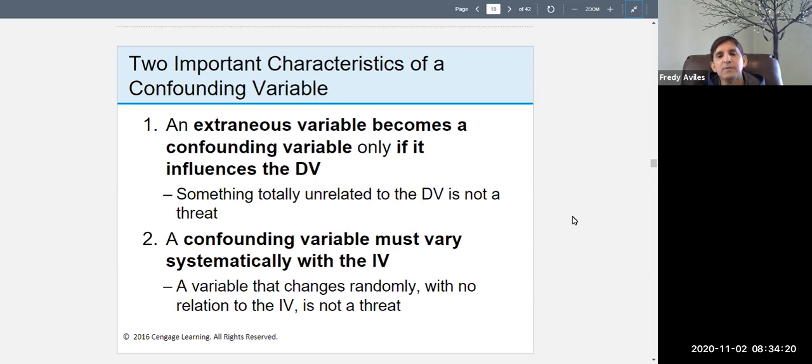A variable that changes randomly with no relationship to the independent variable is not a threat. So for instance, maybe the age of participants can vary randomly, so that won't be a problem. Or maybe the sex of participants, or maybe the color clothes they're wearing. Anything that varies randomly may not be a problem. It's only something that varies along with the independent variable, systematically, the same way the independent variable does. All right, let's keep going.